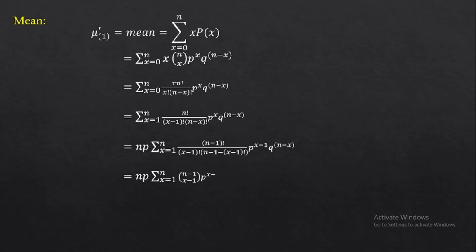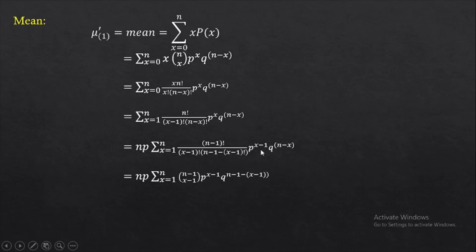So np is as it is, with the summation. This we can write in terms of combination, like our PMF: (n minus 1) factorial upon (x minus 1) factorial, and (n minus 1 minus (x minus 1)) factorial. The factorial is outside, there is a typing mistake, please correct it. So this one and this one get cancelled, and no change will happen here. So the term remains as it is, we just rearrange it.